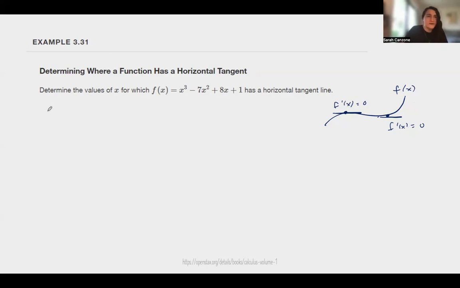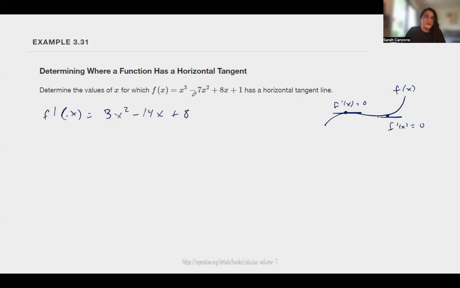All right, so let's go ahead and do that. f prime of x equals the derivative of x cubed, which is 3x squared. The derivative of minus 7x squared is 2 times minus 7, which is minus 14x. 2 minus 1 is just 1, so I won't write that. The derivative of 8x is plus 8 because the x will go away. And the derivative of 1 is 0 because the derivative of a constant is 0, so I won't write that. So right here is our derivative function.